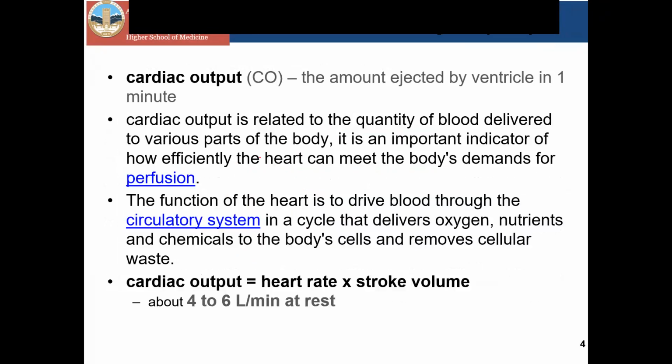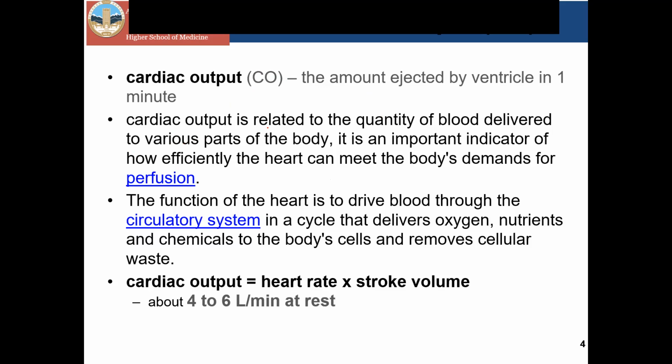Firstly, cardiac output is CO. It's the amount ejected by a ventricle in 1 minute. We know that in 1 minute, our heartbeat is 60 or 70 beats per minute, and cardiac output means how much blood our heart ejects during all these beats, per 1 minute. Understanding this?